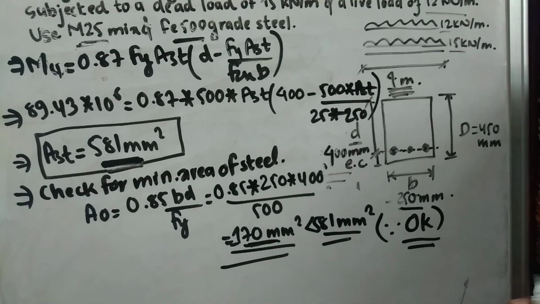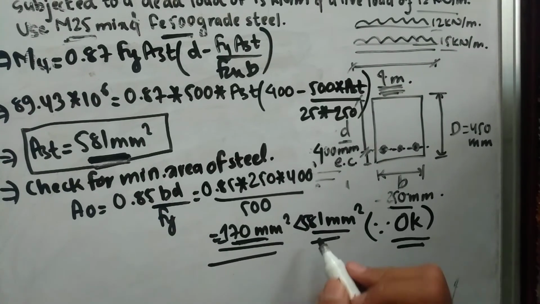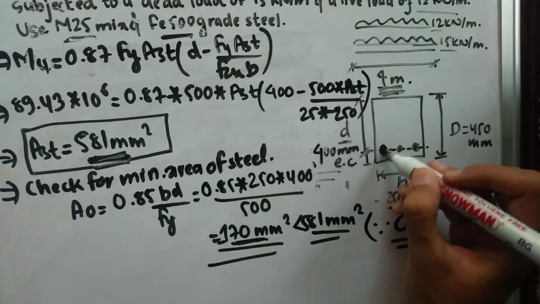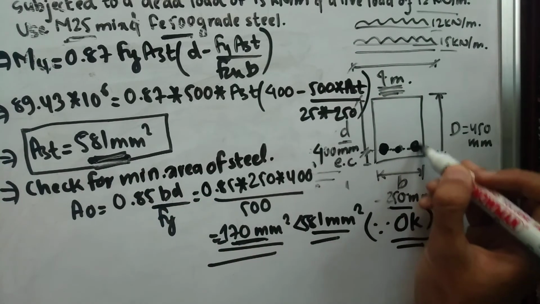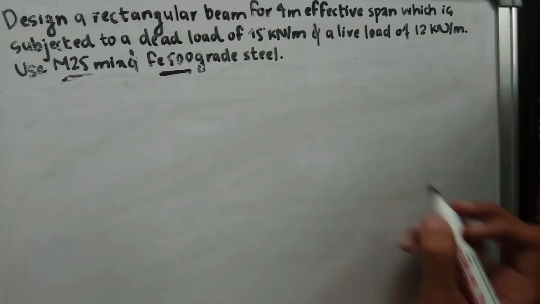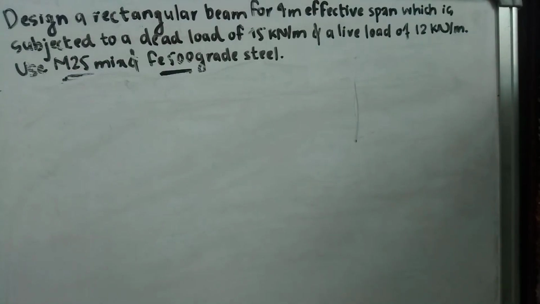Finally, I need to find the number and diameter of bars. The total area of steel reinforcement which I am going to use is 581, but I need to find the number and diameter of the bars to be used. So next we are going to follow that. Now let me put down the calculation which I have done. Let me draw the beam which we have created up to now.